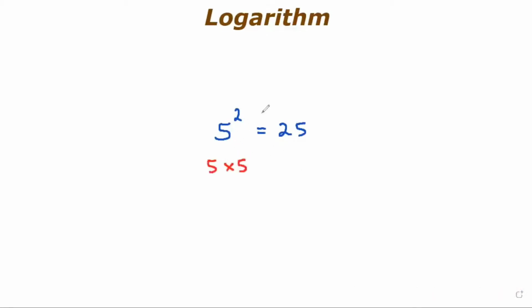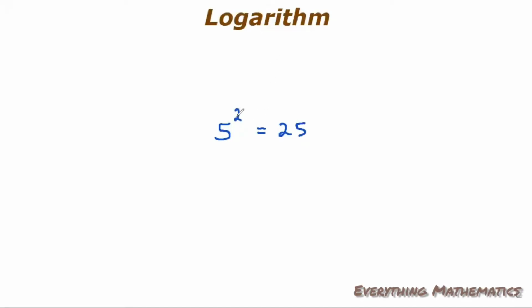So let's say, for instance, we have 5 squared is equal to 25. And that's a fact. We know this. 5 squared is basically the same thing as 5 times 5. Good. And that gives us 25. But this could be represented as a log, and that's what I'm going to teach you today.